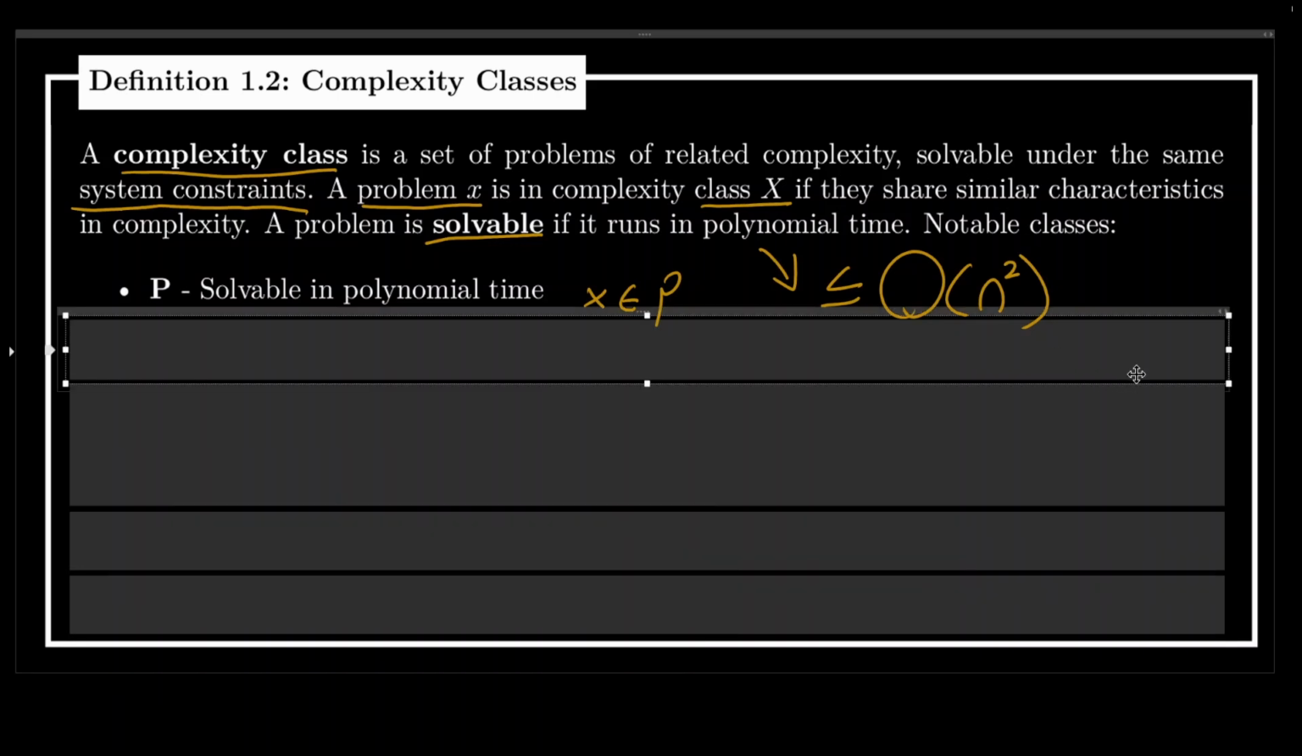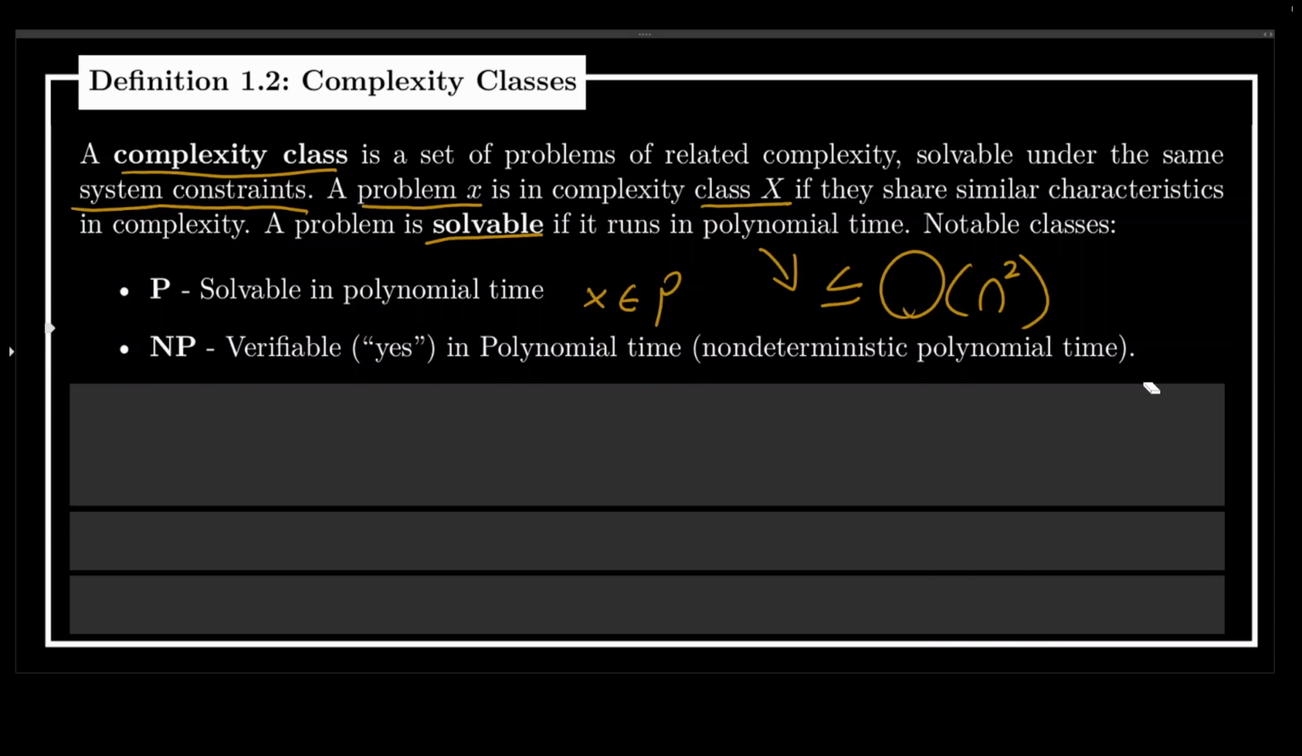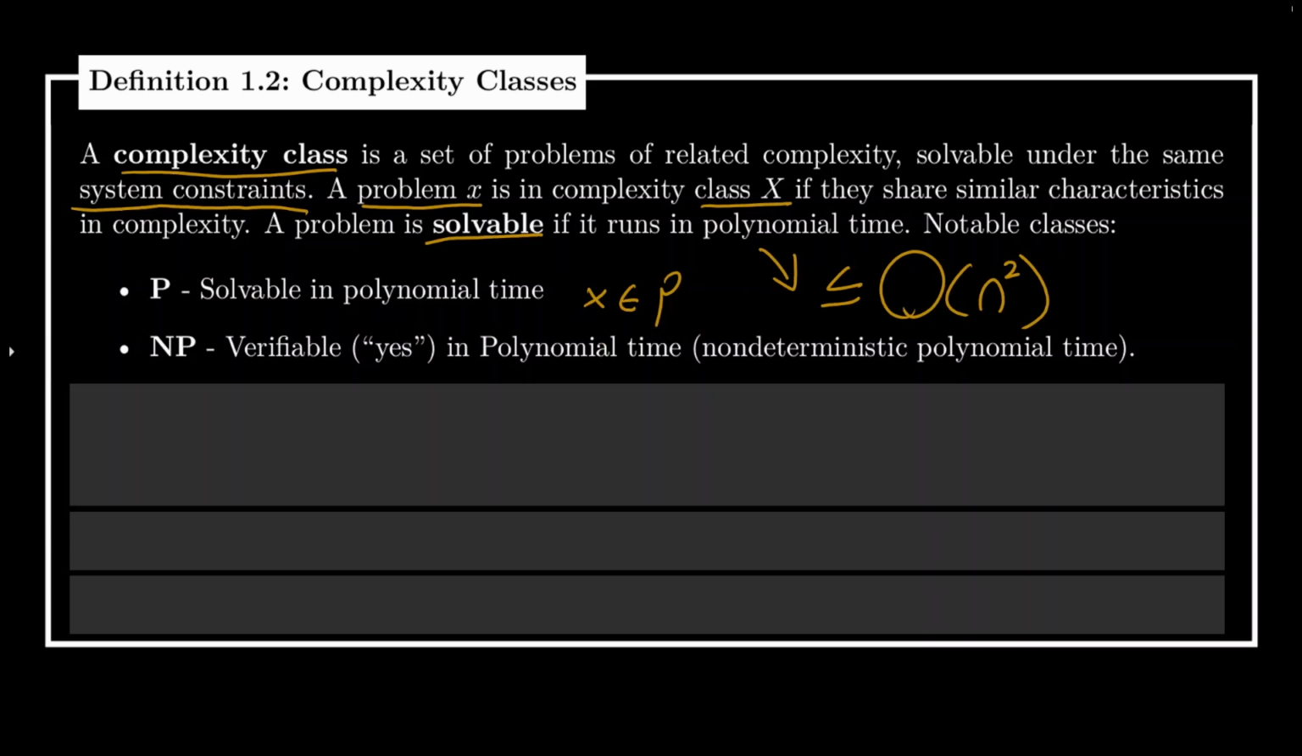The next class that we're going to be talking about is NP. NP means that if we're already given a solution, can we verify that solution in polynomial time? We don't know how to solve it in polynomial time, but can we write an algorithm? If I give you the solution to a problem, can you write an algorithm that verifies that solution is correct in polynomial time? It doesn't mean we can solve it, it just means that we can verify it in polynomial time. NP stands for non-deterministic polynomial time.